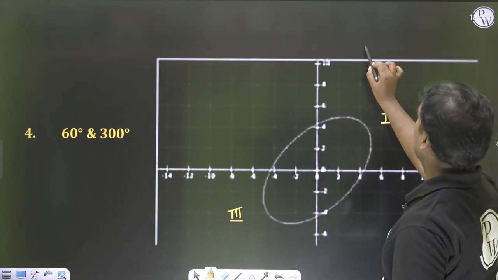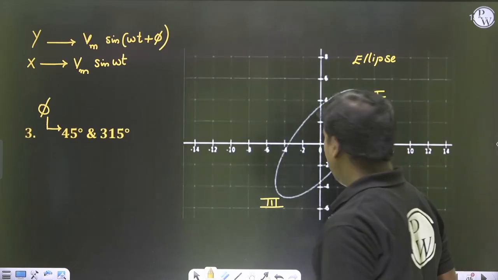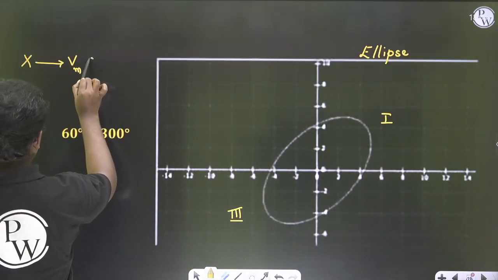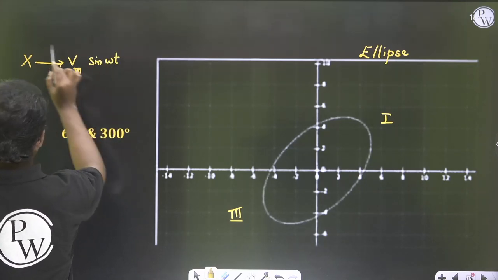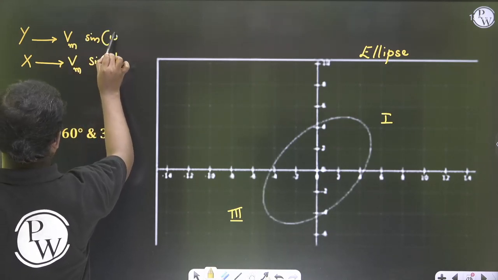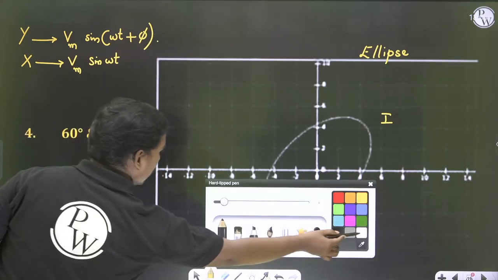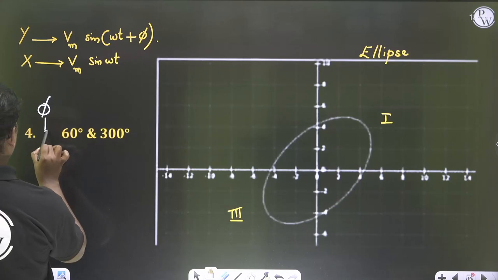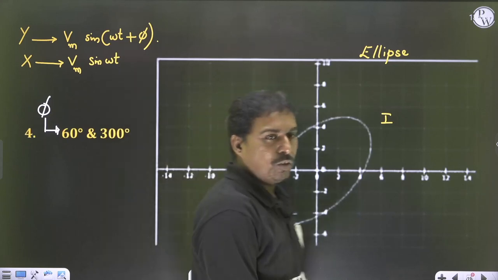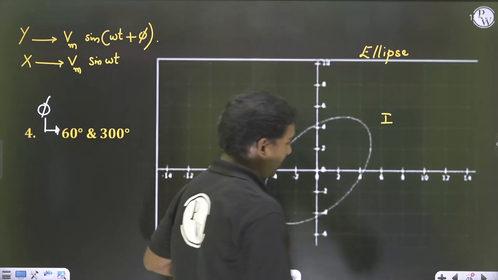So what is this? We are going to get an ellipse as the pattern. Same thing: for the X plates we are applying Vm sin omega t, and for the Y plates we apply Vm sin omega t plus the phase shift. But the point to understand is the quadrants. Which quadrants is it coming in? One and three, and an ellipse.